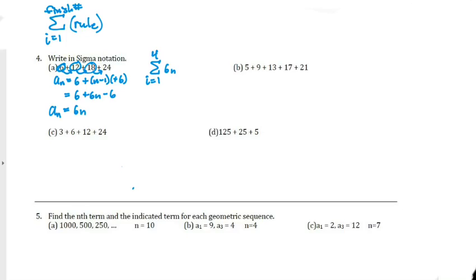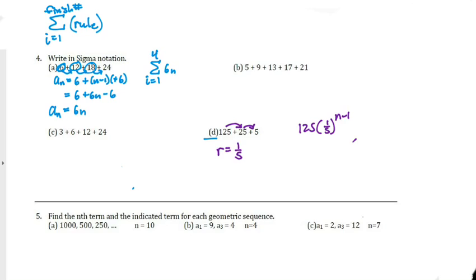Okay, so that one was simple. That was an arithmetic rule. Sometimes they have geometric rules, like letter D right here. What is happening every single time on this one? How do we go from 125 to 25 and then 25 to 5? So what's my common ratio then? 1/5. And so we're going to take the first term, which is 125, then we're going to multiply it by 1/5, and that's going to be raised to the n minus 1.